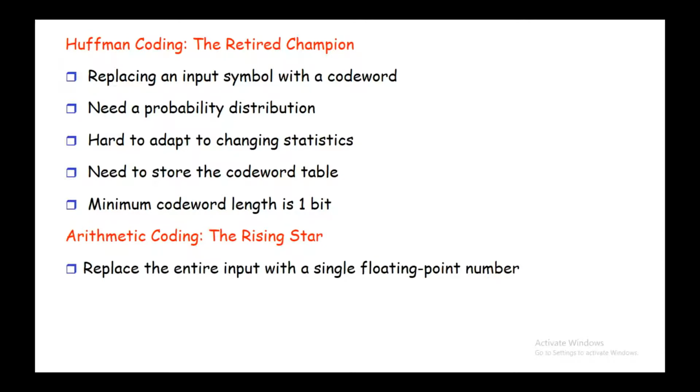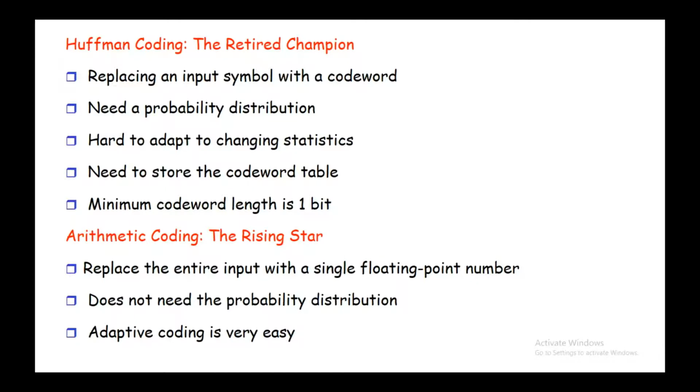We will see that arithmetic coding for us is a rising star. What does it do? It replaces the entire input with a single floating point number. It does not need the probability distribution, and adaptive coding is very easy. When you say adaptive coding, it means that even if your input changes, you can dynamically adapt to it and dynamically compress it. No need to keep and send the code word table.